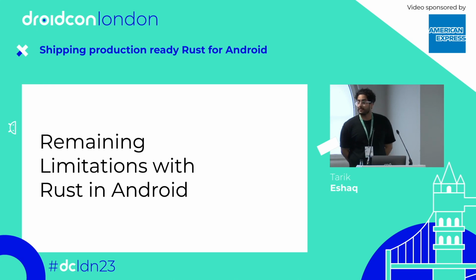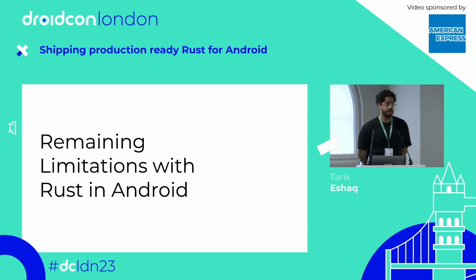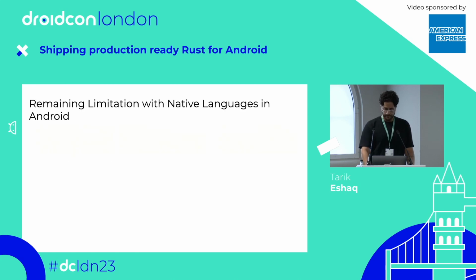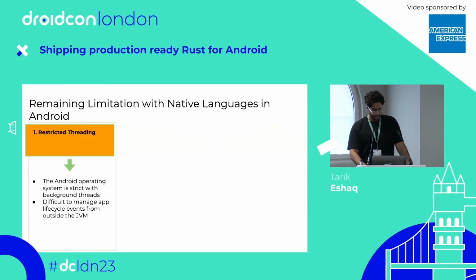So let's talk a bit more about some limitations. Those are remaining limitations with Rust and Android, as in those are things that we're still wrestling with today. Really, the limitations in native languages in Android, none of those problems is specific to just Rust. So let's take a look.